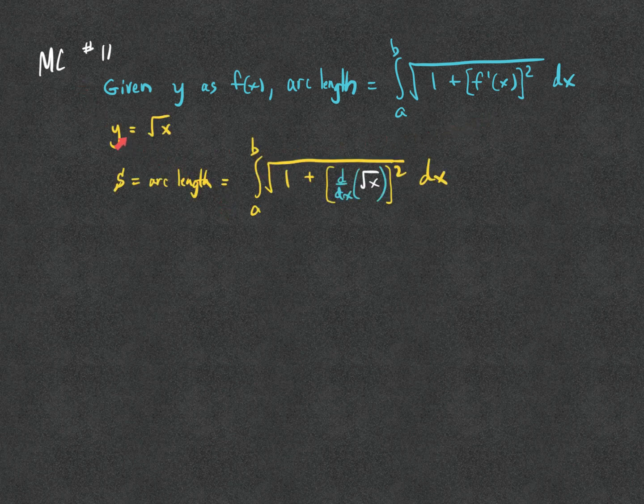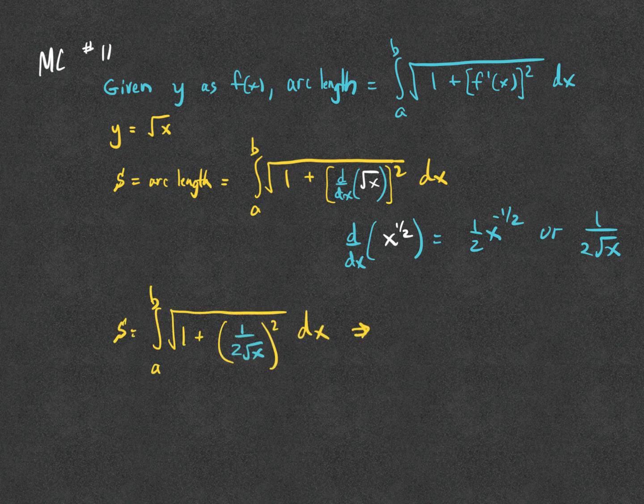So the arc length for y's curve is this definite integral of the square root of 1 plus the derivative of y's curve, which is f prime, squared dx. All right, what's the derivative of the square root of x? Using the power rule, it's just that. We need to square it.